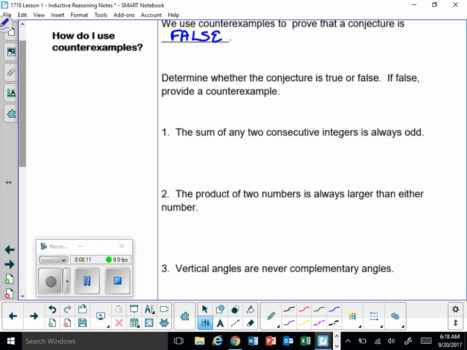The sum of any two consecutive integers is always odd. Okay, integers. 0 plus 1. Okay. 11 plus 12. 23, we're odd. They said integers, so you better have negatives in here. -6 plus -7 is -13. I feel like we've done enough checking to say that this conjecture is true.